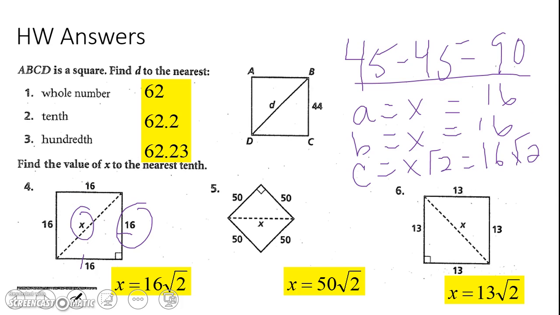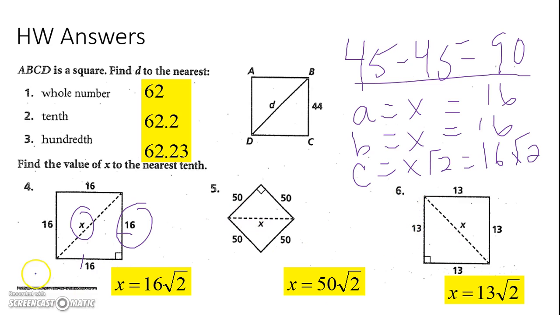That's why when you write down the formula, don't get concerned about what's here compared to what's in your diagram. Just fill in and then match it up. In number 5, you have X equals 50 root 2. Again, 45, 45, 90.